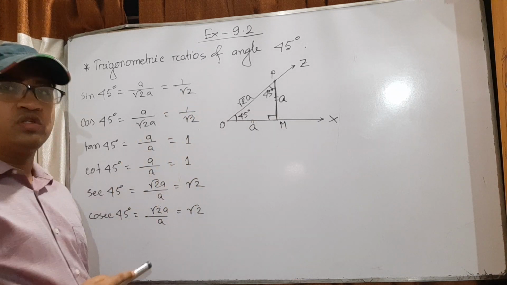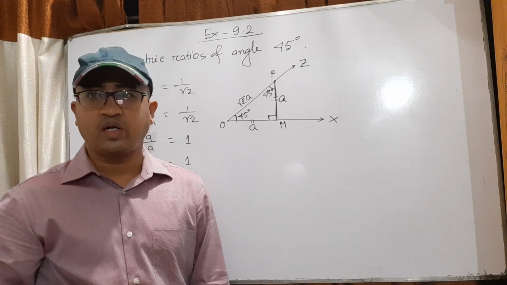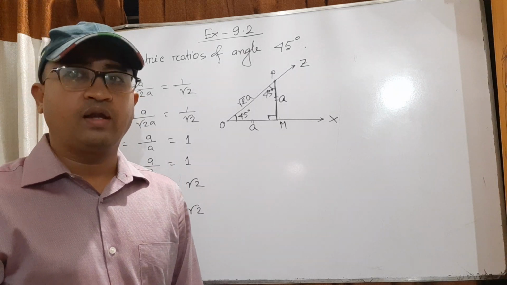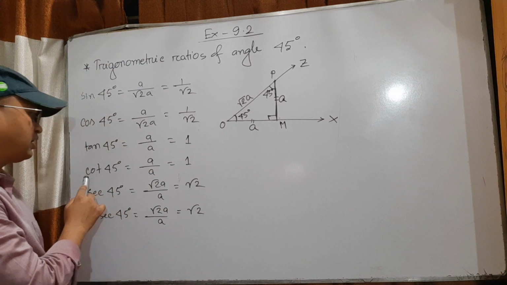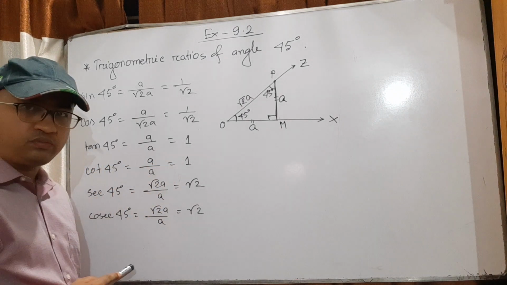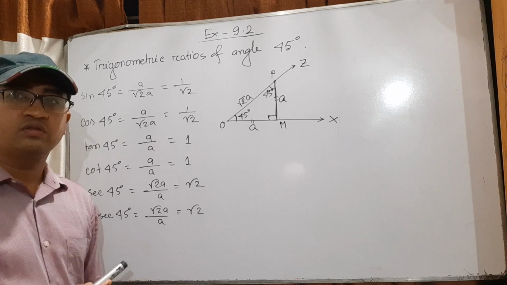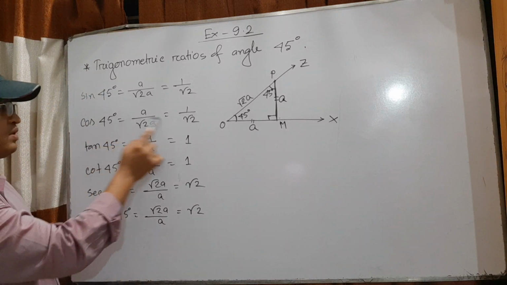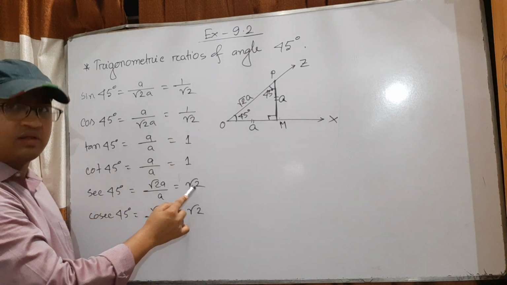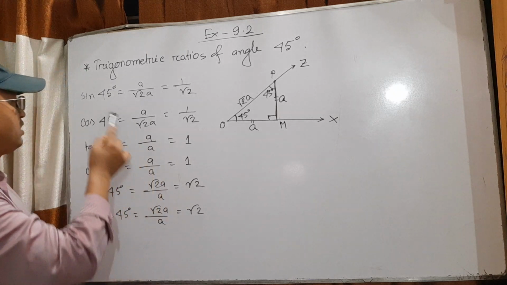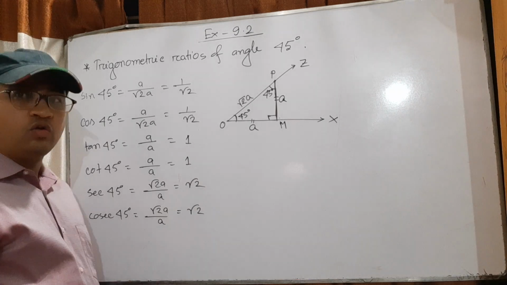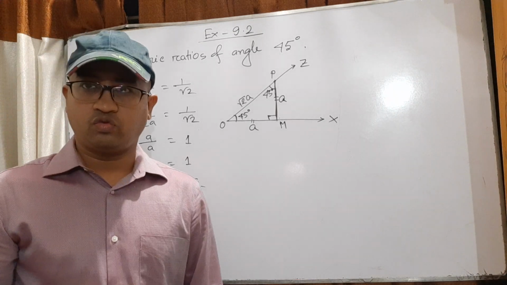If you know these three, the remaining three you can find by taking the opposite of these. What is the opposite of tan theta? Definitely cot theta. Tan 45 degree is 1, so cot 45 degree is also 1, because the reciprocal of 1 is 1. Cos 45 degree is 1 by root 2, so sec 45 degree will be root 2 by 1, that is root 2. Again, sin 45 degree is 1 by root 2, so cosec 45 degree also will be root 2.